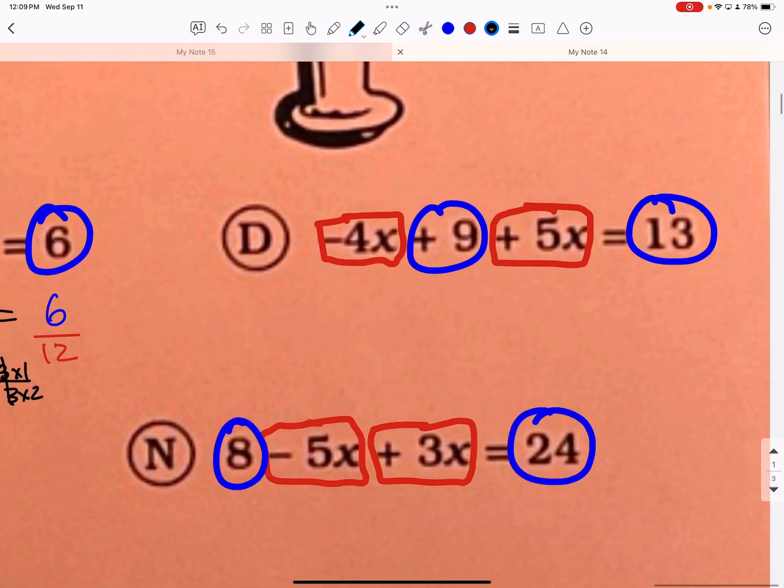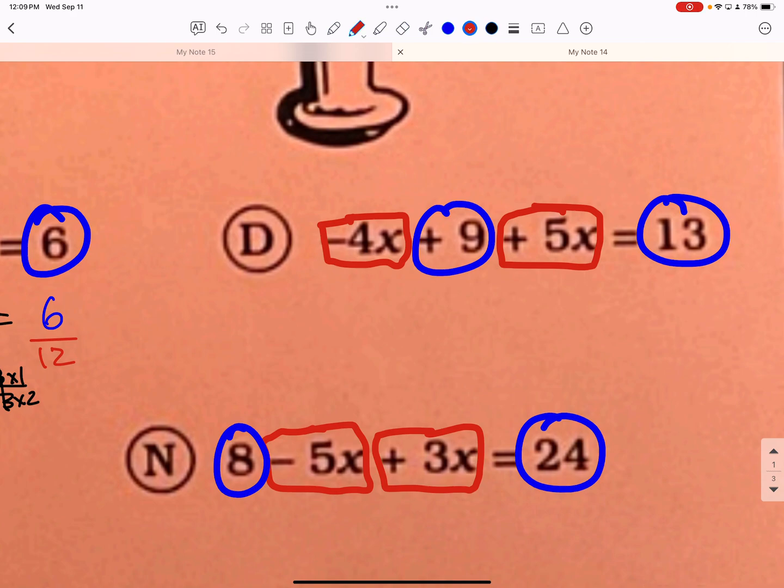All right, we did that in class. This one, all right, we have 2 stacks of reds. Let's put them in one pile because they're in the same bedroom. Negative 4 and positive 5, the positives win by 1X. So we just put X because that's what 1 means. Plus 9 equals 13.